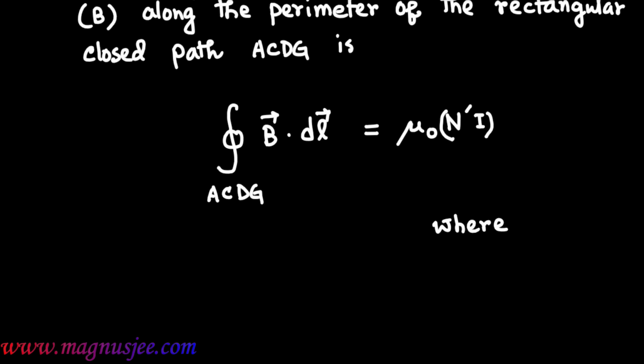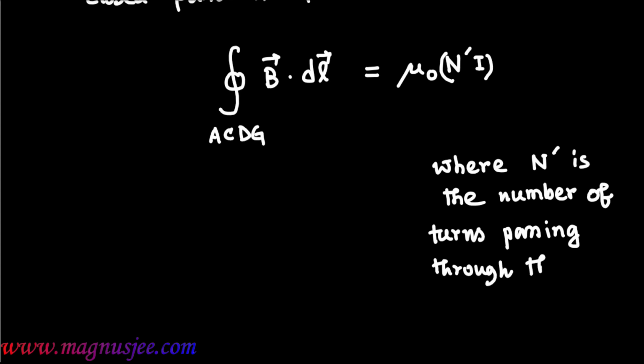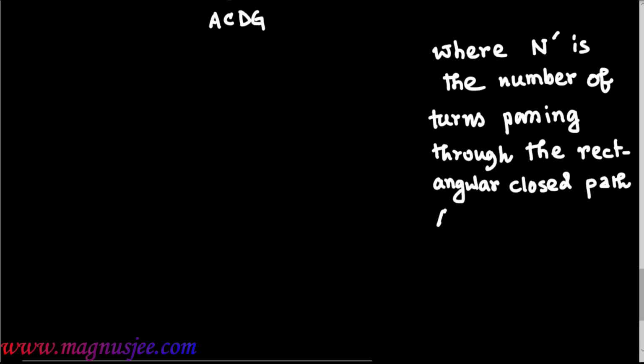where n prime is the number of turns. N prime is the number of turns passing through the rectangular closed path ACDG.